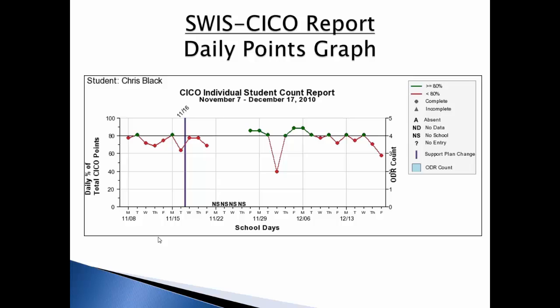This is an example of the student count report, and this is the day-to-day percentage of points earned by the student, and so we use that to track student progress and guide decision making. You can plug in support plan changes here and note if there's no school, or the student is absent, or data was missing, and so on. And this little blue box here, ODR count: if a student does get a discipline referral, it'll also show up there as a little blue box. So these graphs are really handy for being able to make quick decisions about how students are responding to check-in, check-out.